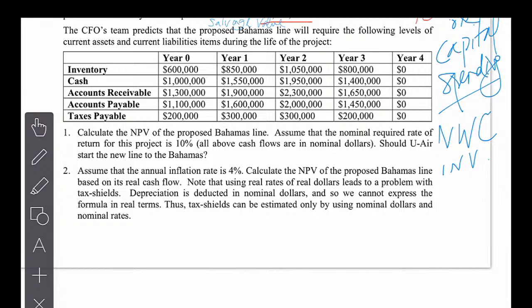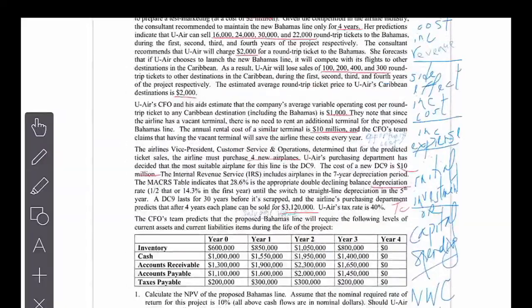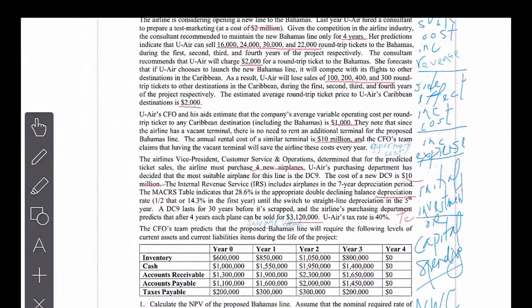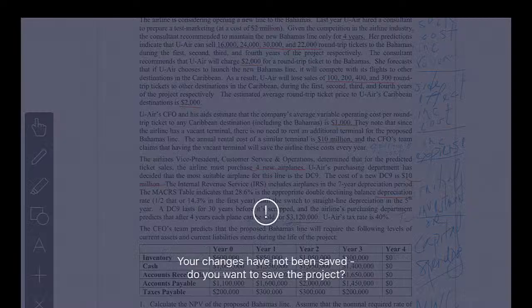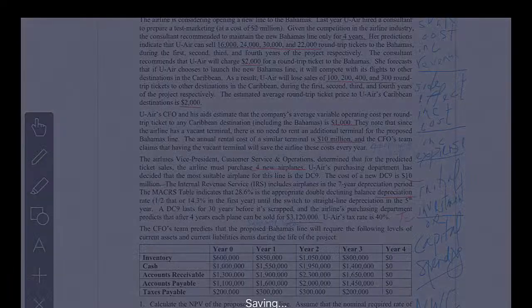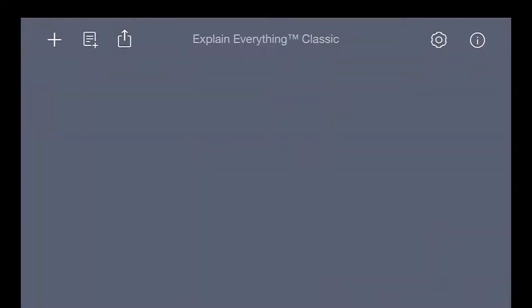Okay. All right, so you ready? So this is our case. Excited? So keep that on the side. And let's look at the notes.